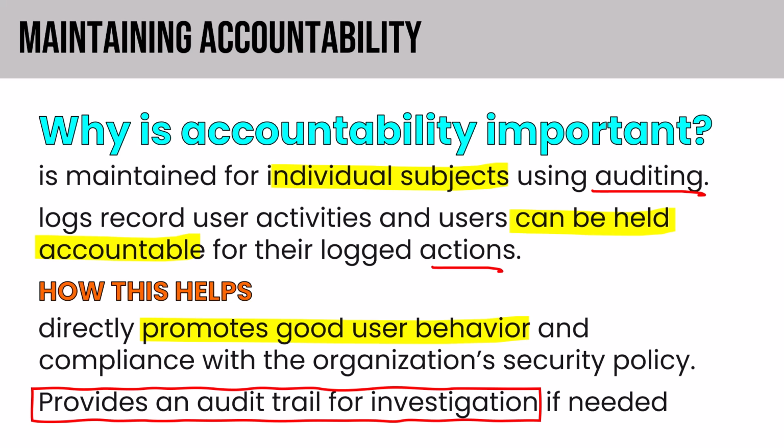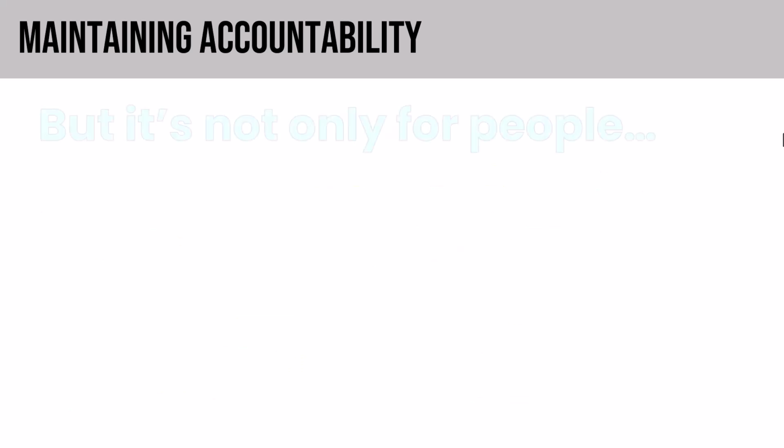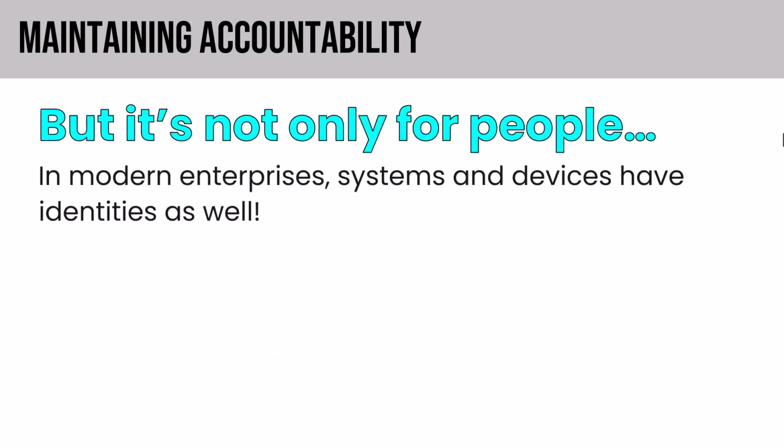Or if, heaven forbid, we have a security breach, a compromised identity, we're going to have that audit trail so we can go back and piece together the sequence of events. And this discussion can extend beyond users to systems and devices as well. It's common in modern enterprises that systems and devices will have identities also.